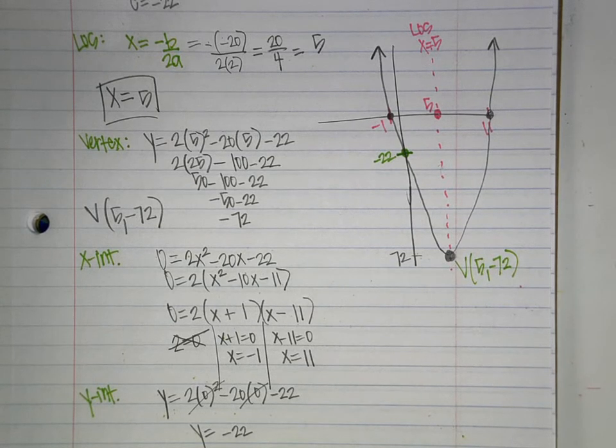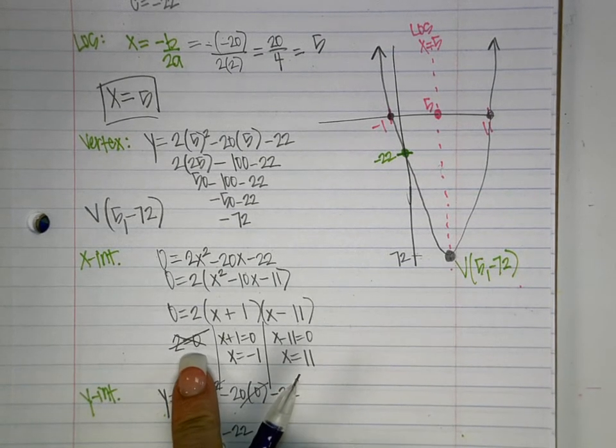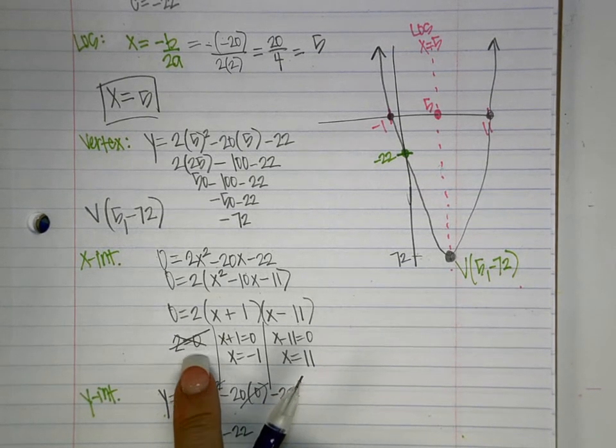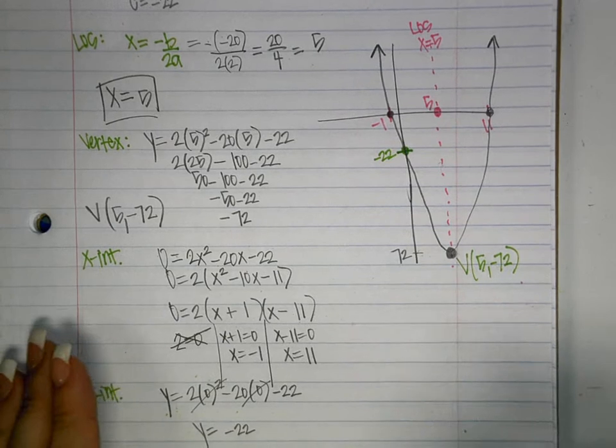Yes, Brent. Why do you guys have the 2 equals 0? Because 2 doesn't equal 0. And when we're solving for x-intercepts, the x is not there. There's no x, so it doesn't make sense. Okay, it goes away. Okay, I have one more for you.